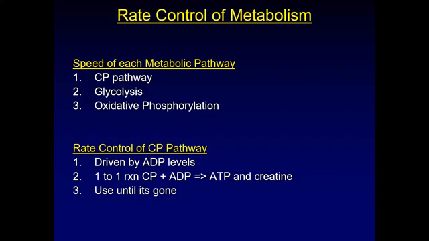Rate control of creatine phosphate is very, very simple. Because it's a one-to-one reaction, all we need is ADP. When ADP levels rise, which they do as soon as you start to break down ATP, that's going to drive the breakdown of creatine phosphate. So we can take the phosphate and put it onto the ADP. It's a simple reaction. It's one step.